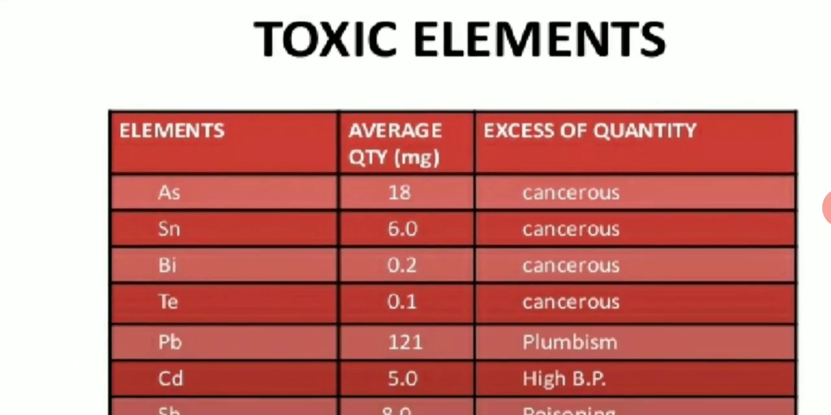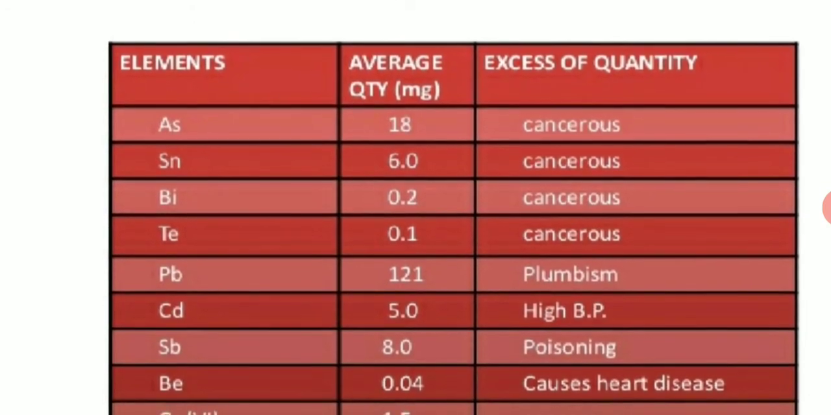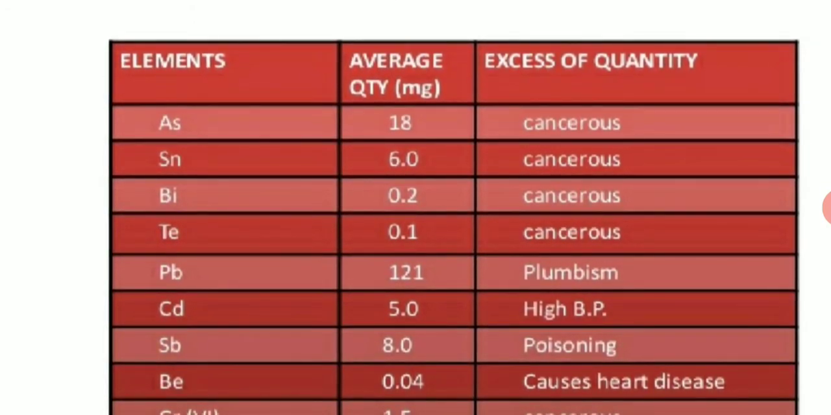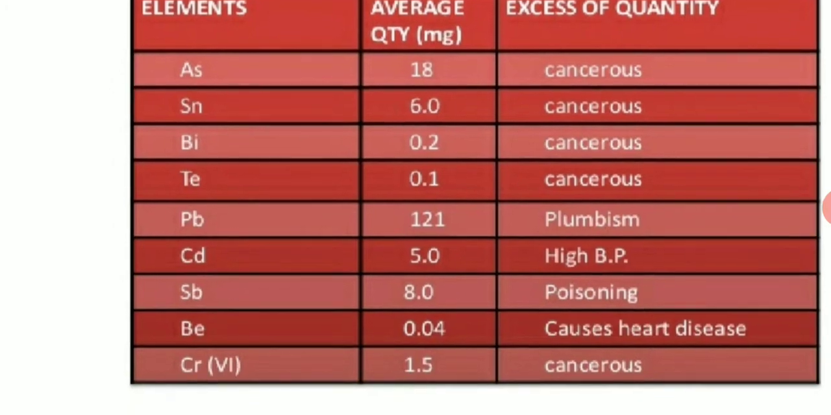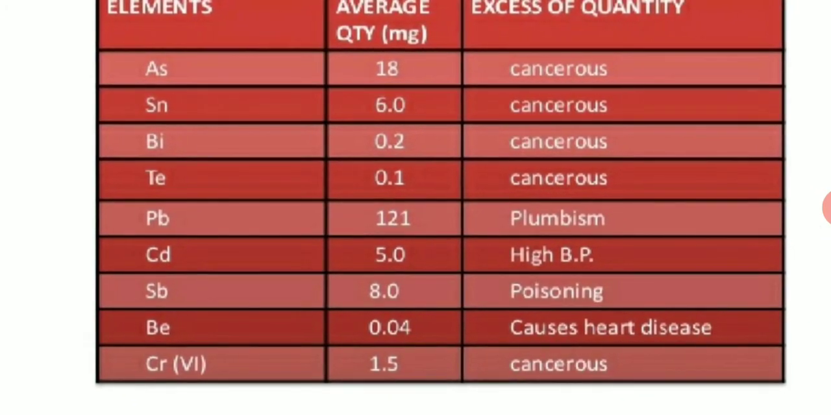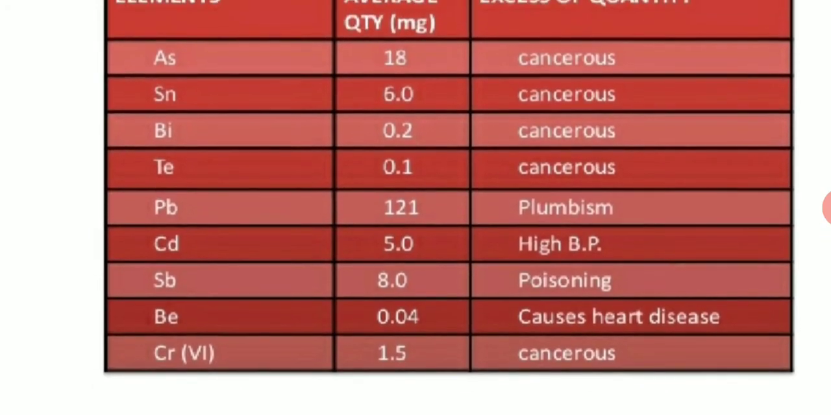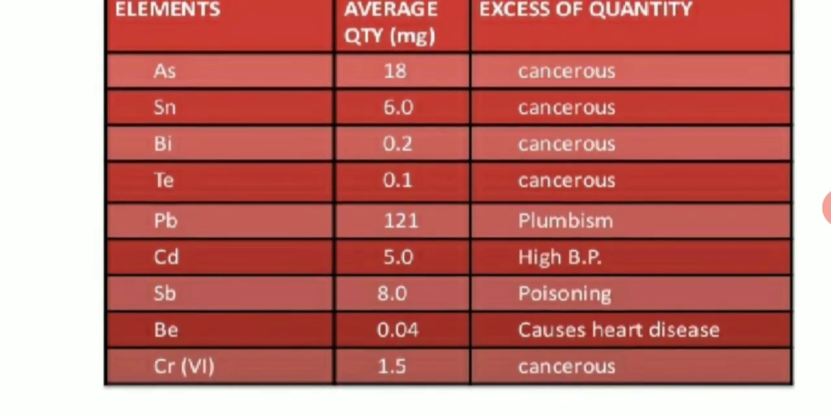Now we come to toxic elements. The toxic elements are arsenic, the average quantity being 18 milligram, and the excess quantity is cancerous. Similarly, tin, the quantity is 6, and it is also cancerous. Bismuth, quantity is 0.2 mg, it is also cancerous. Tellurium, the quantity being 0.1, this is also cancerous. Lead, the quantity being 121, and it causes plumbism.